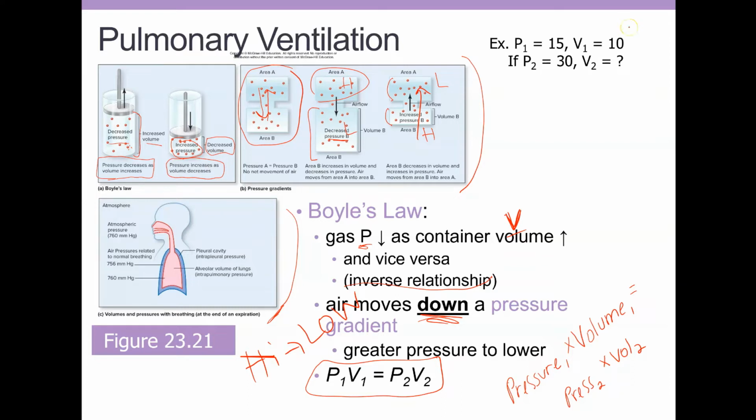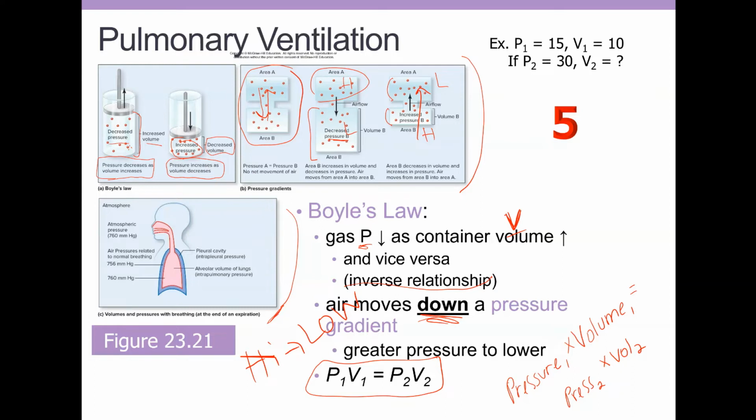Do this equation, do this problem. So P1 is 15, V1 is 10, P2 is 30, so what is V2? How would you do this problem? Pause the video and try it out. You should get 5 as your answer. And if you didn't, let's go through this.